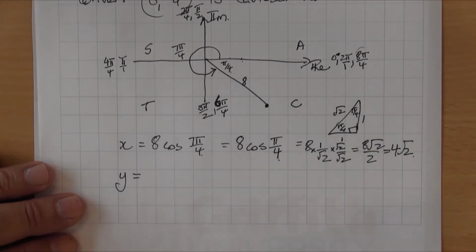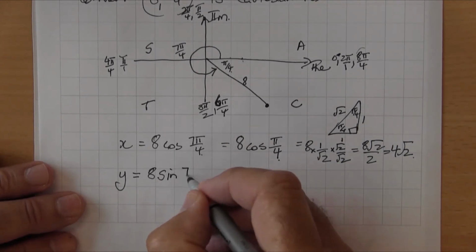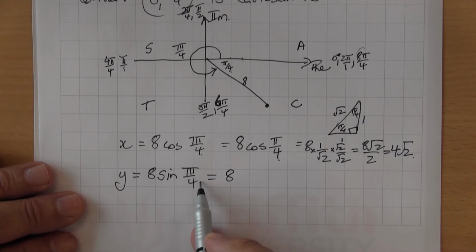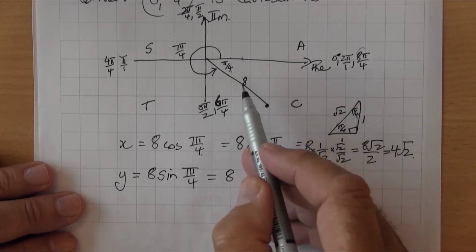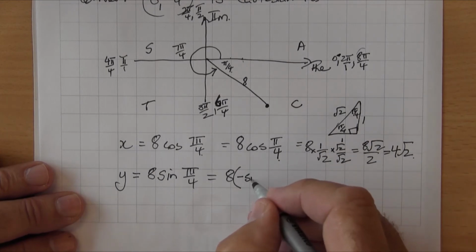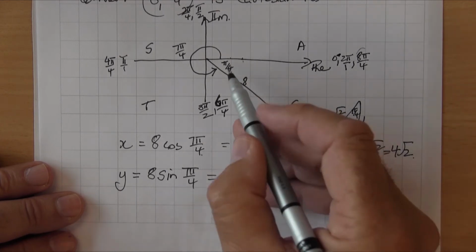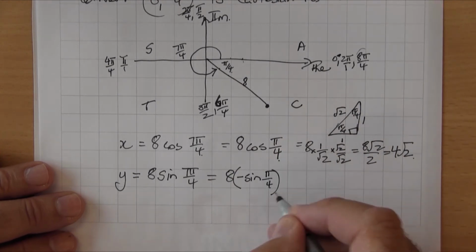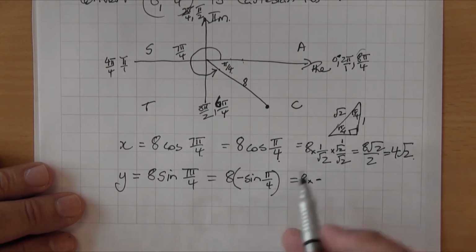My y value, imaginary, is 8 sine 7 pi on 4 equals 8. Now we've got to work out the sine of 7 pi on 4. 7 pi on 4 we said is in this quadrant here. And in this quadrant, sine is negative. The sine, and then we work off the angle that has to go from there up to the x-axis. So 7 pi on 4, the angle is pi on 4. Equals 8 times negative sine of pi on 4.